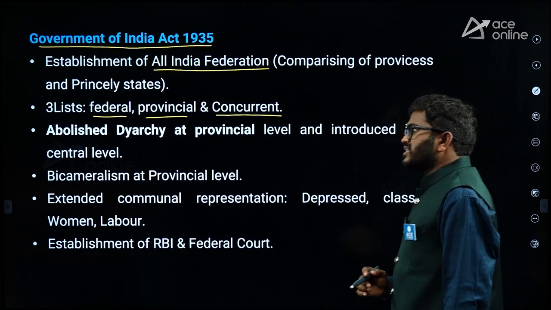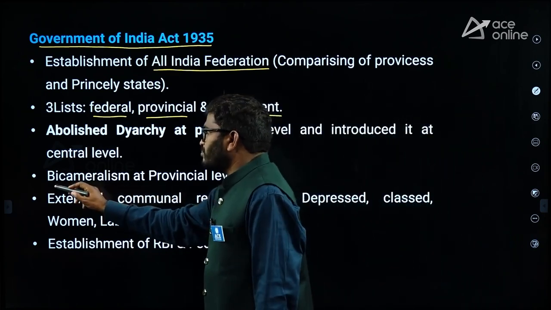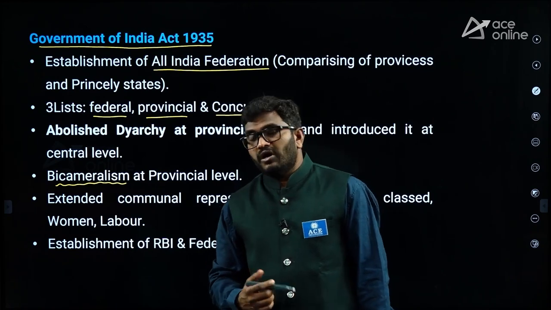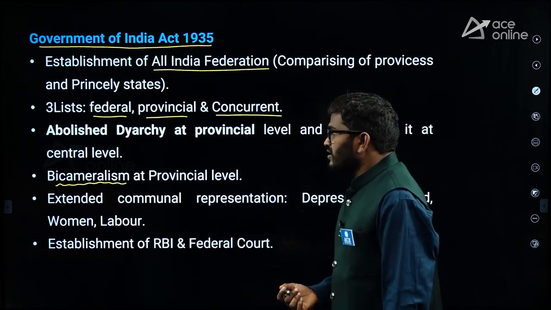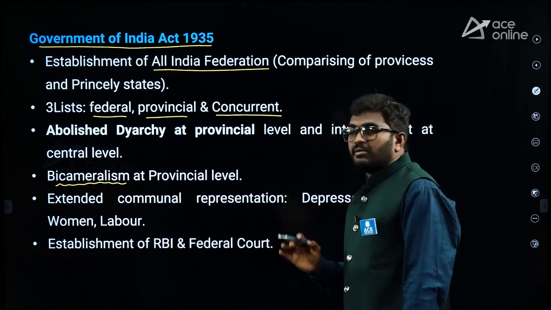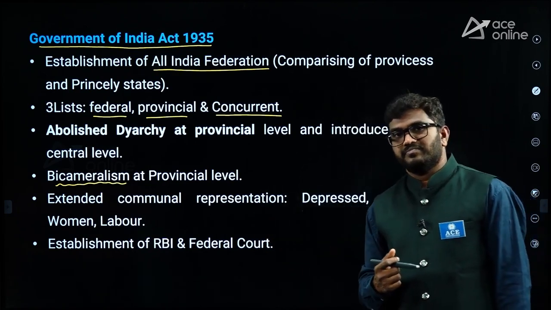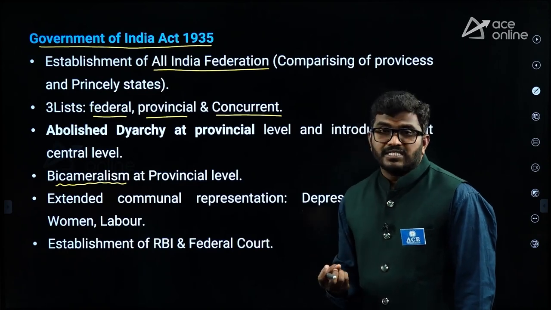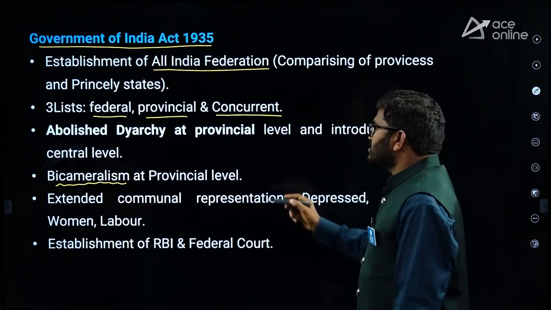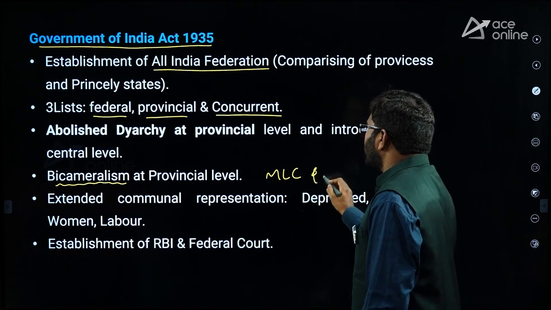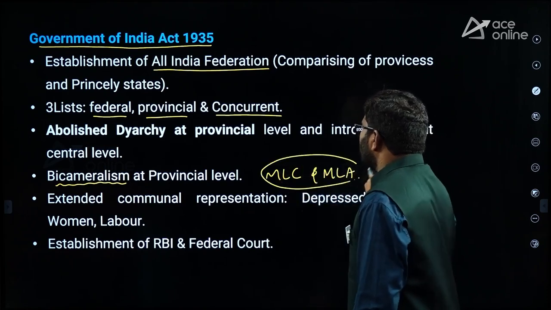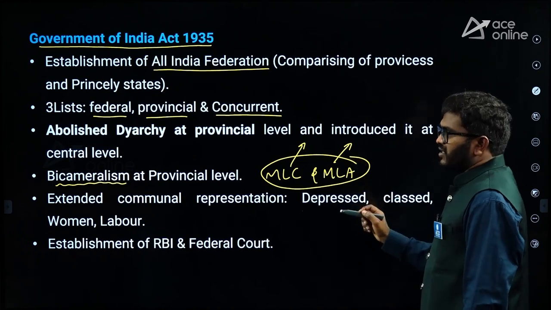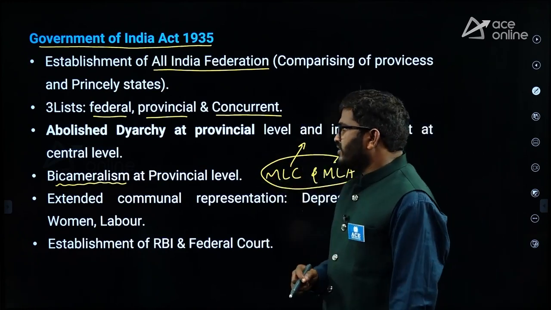Bicameralism at the provincial level also: bicameralism means MLCs and MLAs, the legislative council and legislative assembly. At the central level, Rajya Sabha and Lok Sabha; at the state level, MLCs and MLAs, both were there. This is the council, this is the legislative assembly. So bicameralism was started in 1935.